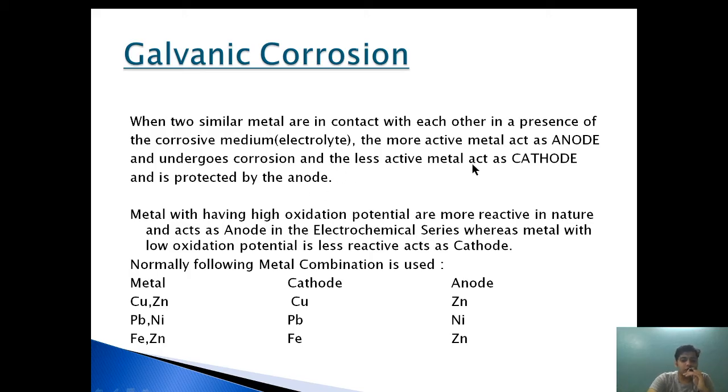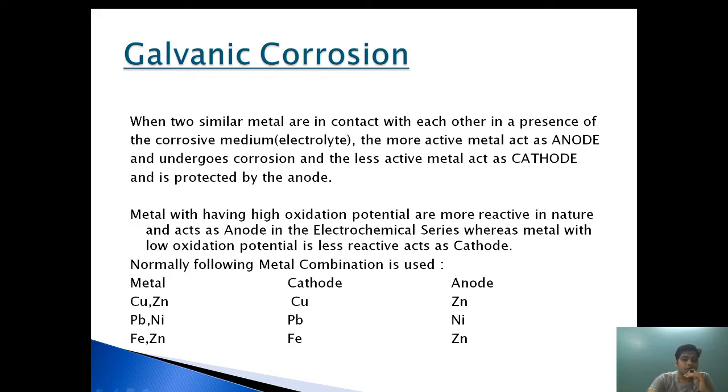This cathode and anode decision is taken depending upon the metal: metals with high oxidation potential are more reactive. The activeness of a metal is determined by the electrochemical series, meaning a metal having a high oxidation potential is more active compared to one having a lower oxidation potential. High oxidation potential means a high tendency to form an anode compared to the other one.